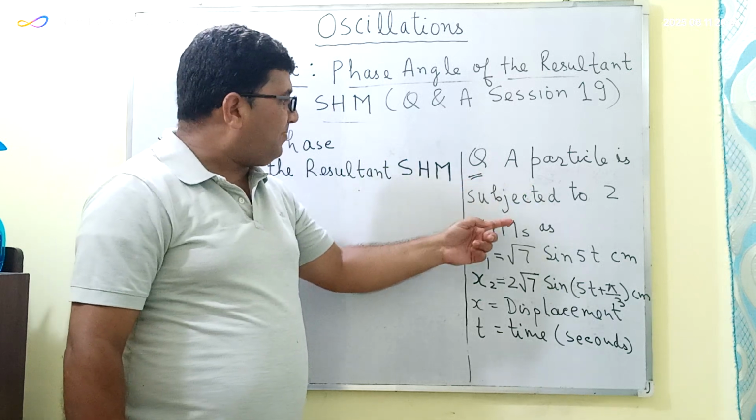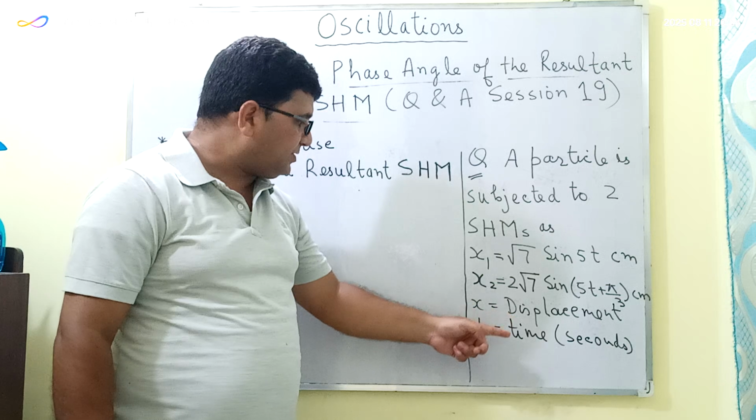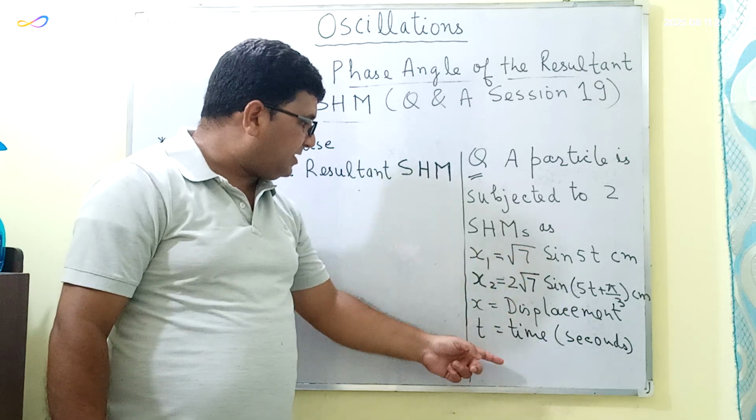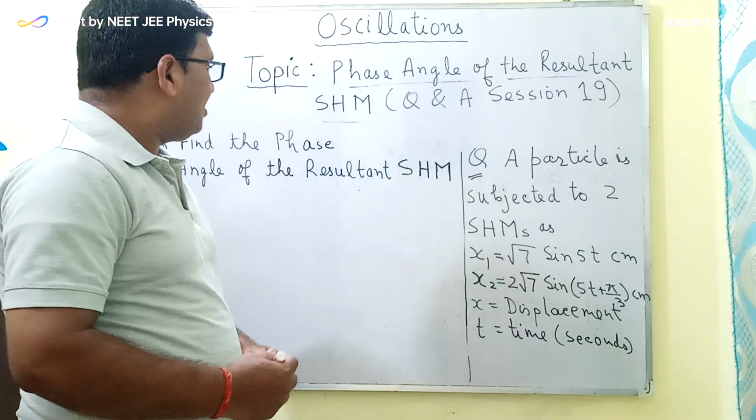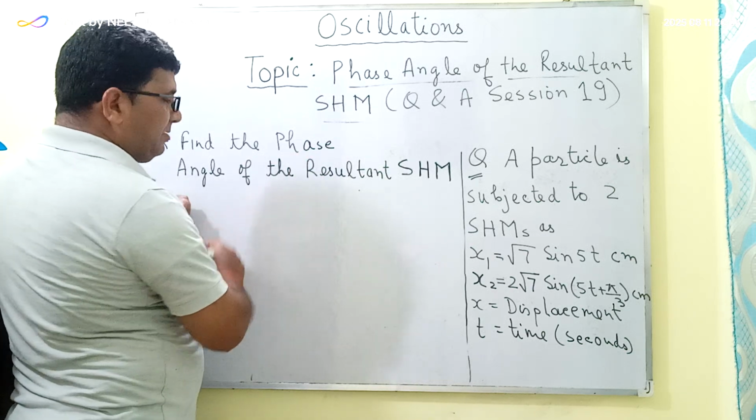So here the question is, a particle is subjected to two simple harmonic motions as given by these two equations. X here is the displacement in centimeter and t is the time in seconds. So we have to find the phase angle of the resultant simple harmonic motion.